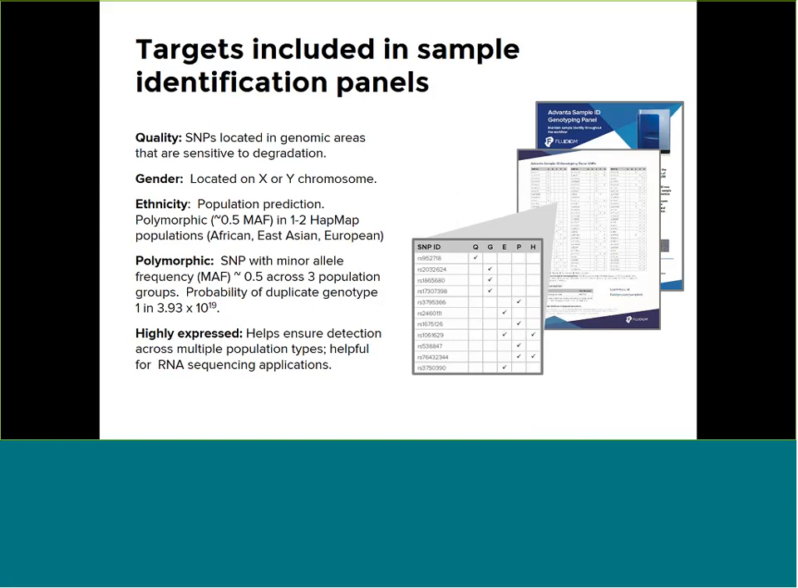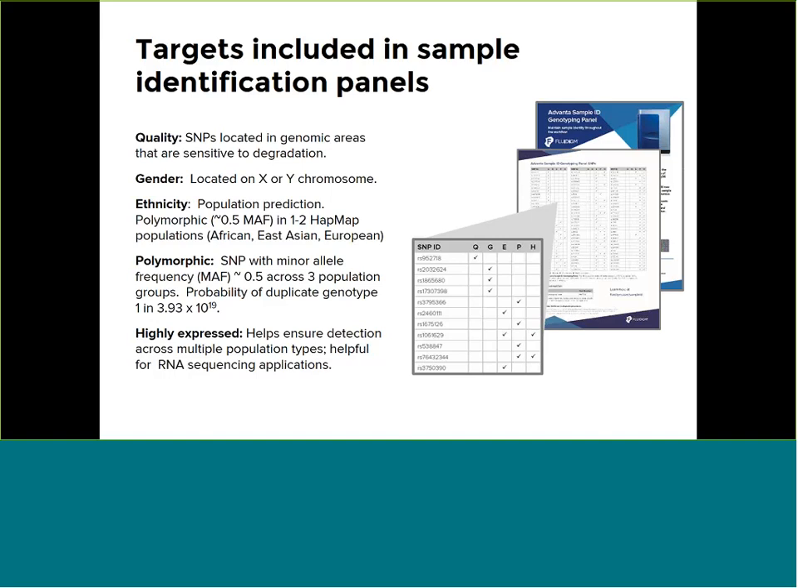Within the panel, there are several key SNP target types that we include. Those include quality SNPs, which are located in genomic areas which are sensitive to degradation. The resultant data allows sample quality to be determined depending on performance of those specific SNP assays, for example, the call rate or the confidence scores. Gender SNPs are also included so that the gender of the sample can be identified molecularly and then quickly traced back to the sample information for a rapid identity check and to identify possible sample mix-ups or swaps.